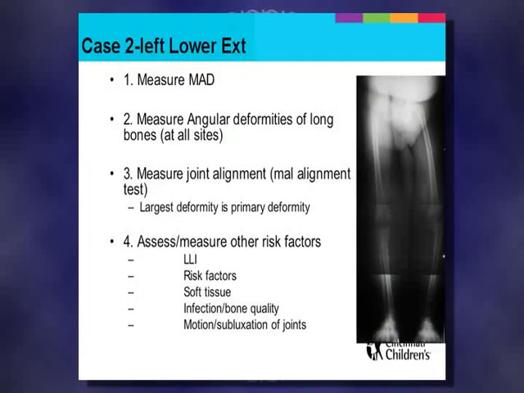So here's the technique, and you're going to learn this technique, in quite a bit more detail. You measure the mechanical axis deviation, and this is not an acceptable X-ray to do so, but just for example. You measure angular deformities of all the bones, you look at the joint alignments, and then once you measure those angles, which is what you'll learn today, you'll look for other risk factors, including leg length inequality, soft tissue, infection, bone quality, and motion subluxation of the joints.